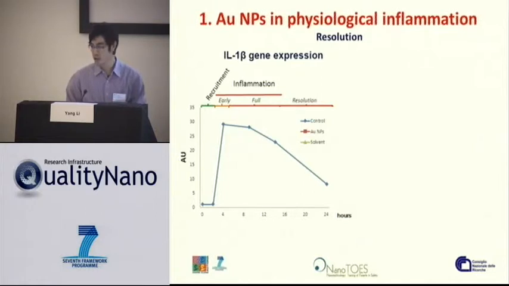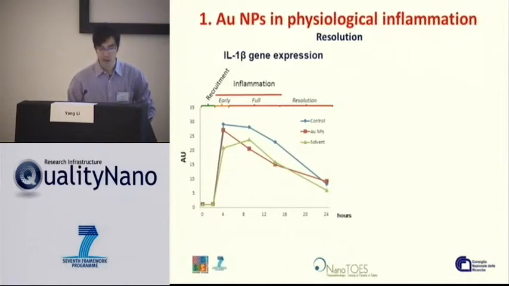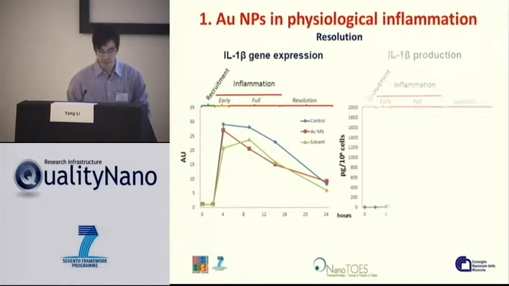And then we go to the resolution phase from 14 to 24 hours. The IL-1 beta gene expression goes down to a normal level. And what about the gold nanoparticle and solvent? You can see here, it's very similar to the control group, but has some inhibition during the full inflammation phase. But we can also see that the solvent also has the same inhibition. So maybe this kind of inhibition is not due to the gold nanoparticles, but instead due to the solvent.